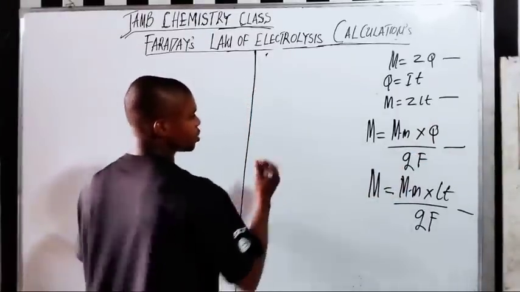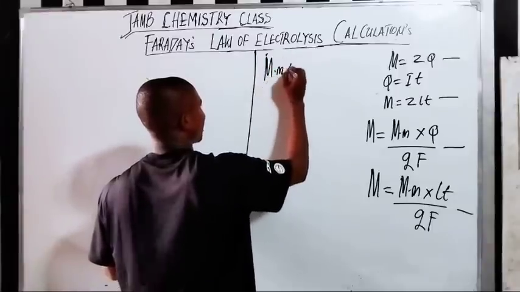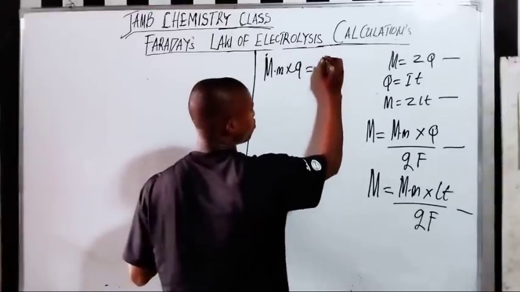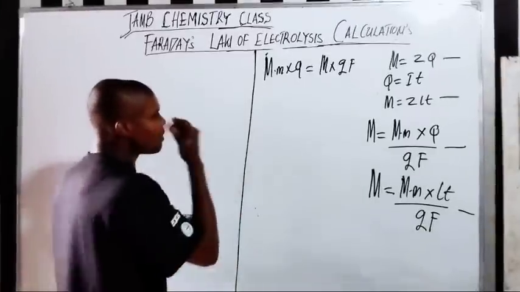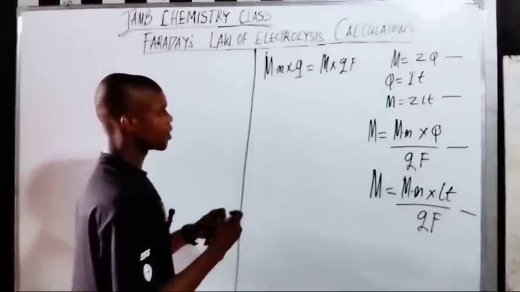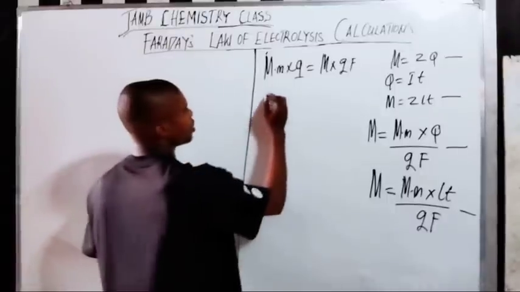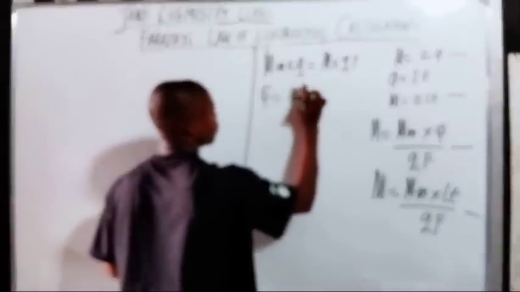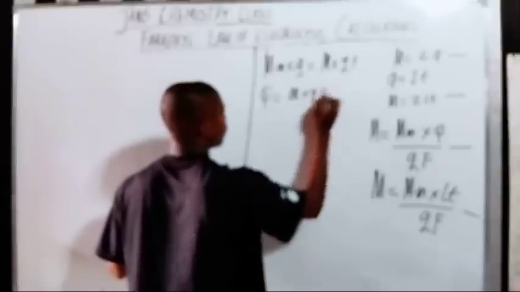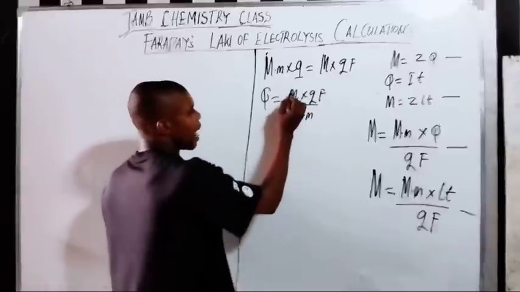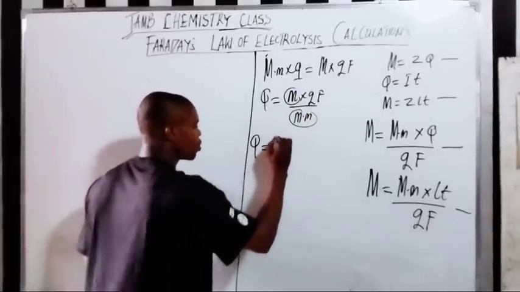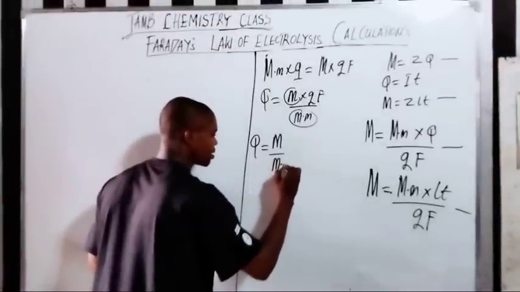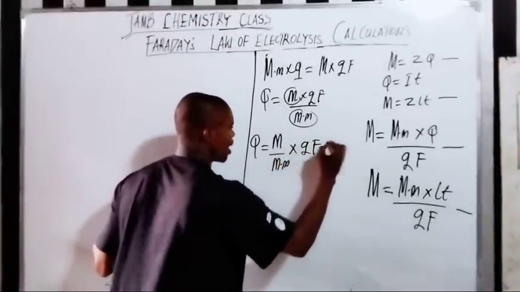Molar mass times Q equals the mass times QF. Now let me make this Q the subject of the formula. Q equals mass, which is the M, times QF over the molar mass. Now I'm going to arrange this in a way so I can get mole. So it's going to be Q equals mass over the molar mass times QF.